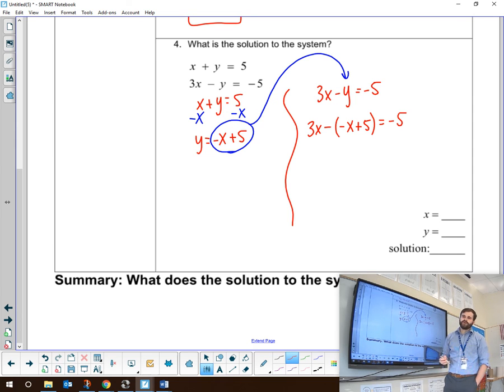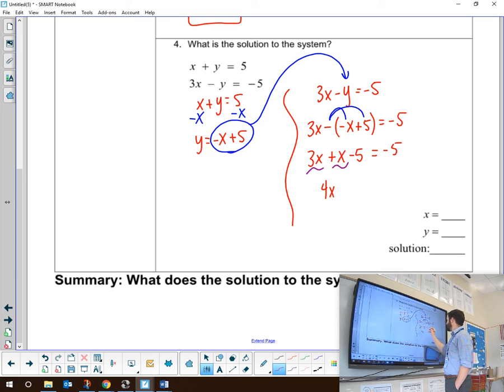Another real reason that we put parentheses is to remind us that we need to distribute to the whole thing. Okay? We're going to take this negative, and we have to distribute that negative to everything that we plugged in for y. So it's going to be negative here and a negative here. Well, a negative x is a positive x. And a negative 5 is a negative 5. So we'll have 3x plus x, and so on and so forth. Okay? So 3x plus x is 4x. We'll combine like terms here and here.